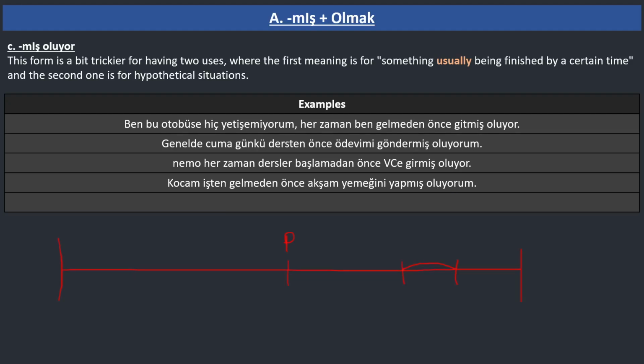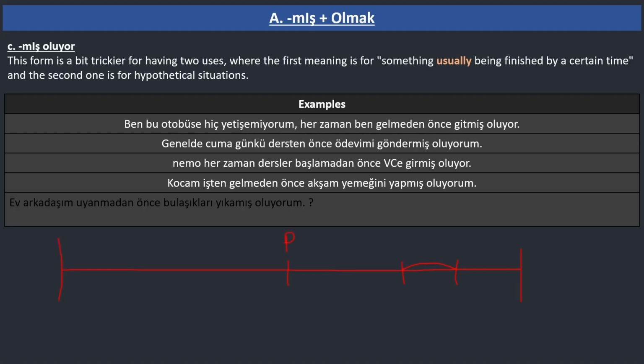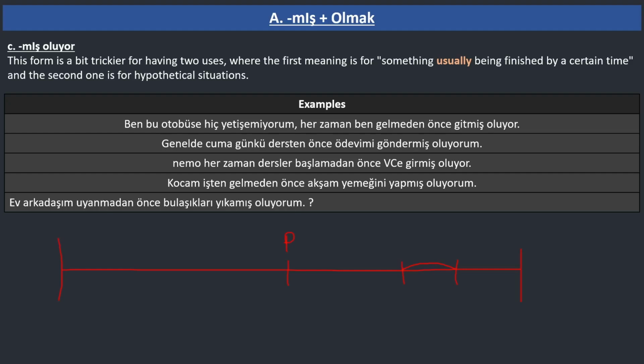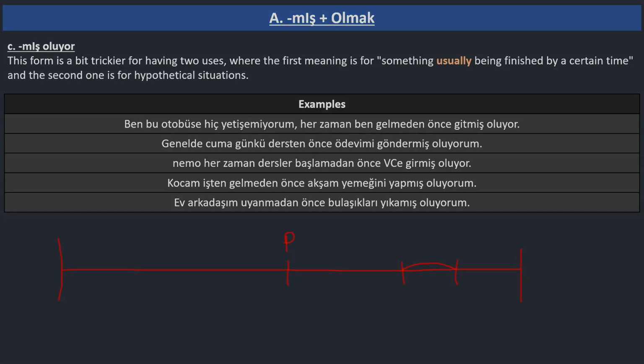Ev arkadaşlarım uyanmadan önce bulaşıkları yıkamış oluyorum. That is correct. Yes. That's correct. And Lila, you don't need the gelmeden önce parts. It is only there to make the context clear. We are only adding this for context. Derse katılmıyorum. Ondan önce uyumuş oluyorum. Correct. This is also correct.